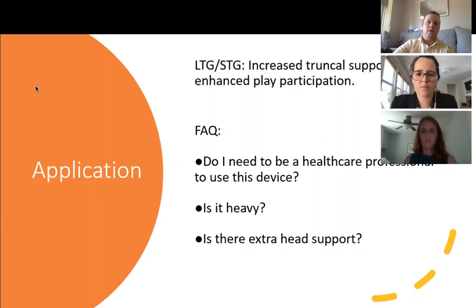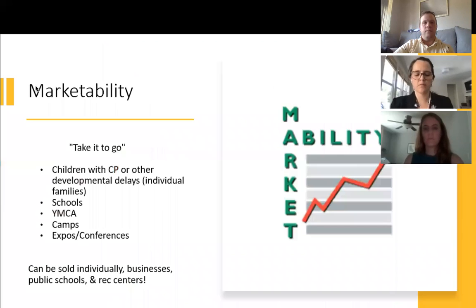Is there extra head support? Yes, there is. That's something that we added to our initial design. And that slides in and out so that if you need the cervical support, you have it, but if you want to remove it, you can, and it doubles as a handle as well.